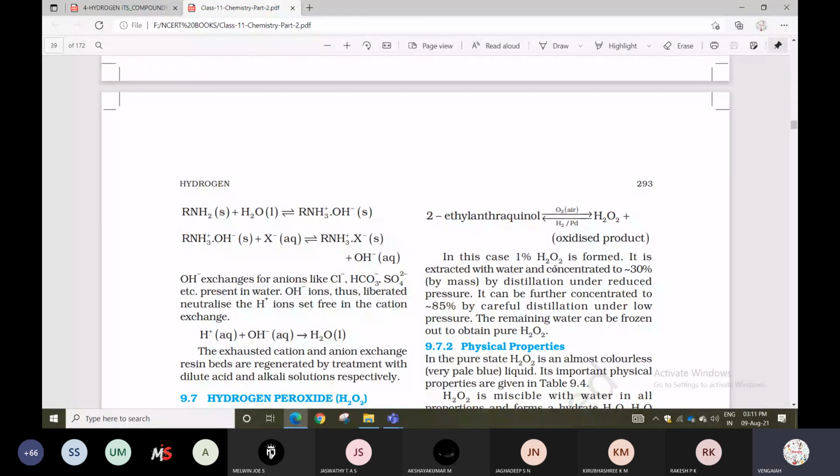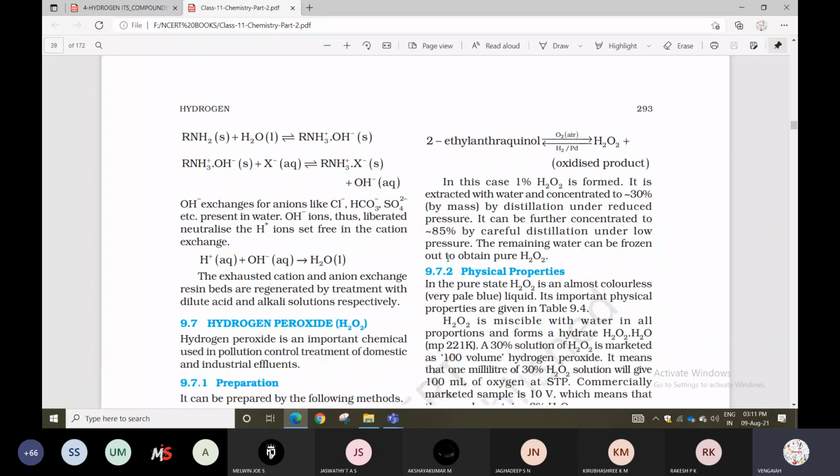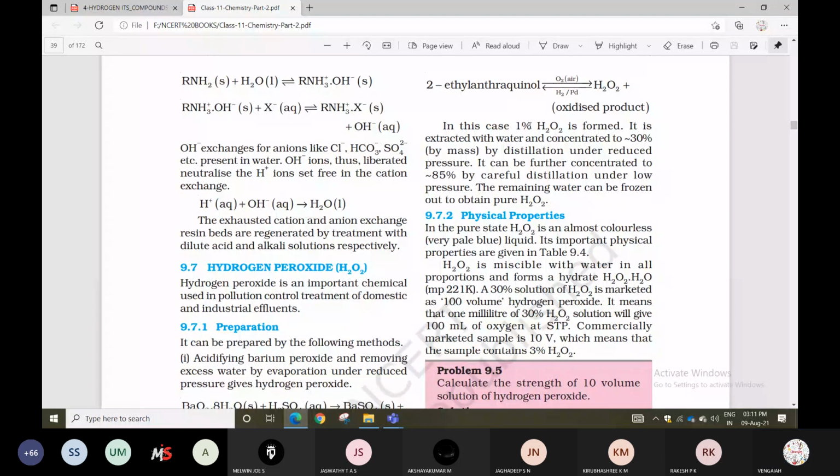In this case, 1% of H2O2 is formed. It is extracted with water. Only 1% of H2O2 you get. The next one is distillation under reduced pressure. It can be further concentrated to 85% by careful distillation under low pressure. Yes, you can get a larger amount also.